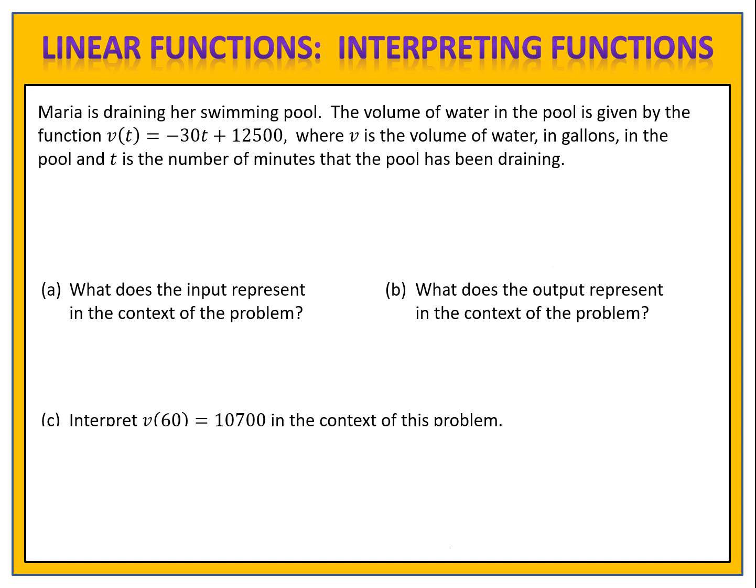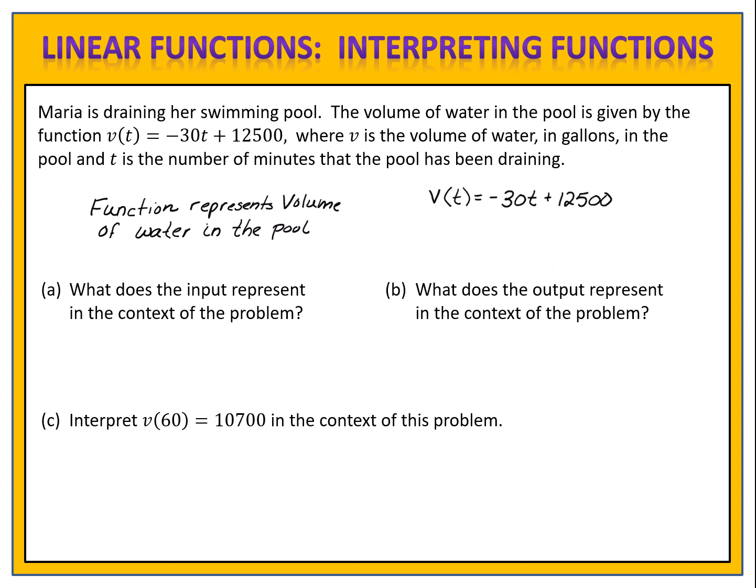The first thing we need to do is understand the function. This function represents the volume of water in the swimming pool. Therefore, the numbers in the function are all related to the volume of water in the swimming pool. Here's our function: v of t equals negative 30t plus 12,500. We have t, which is the input, and negative 30t plus 12,500, which is the output.